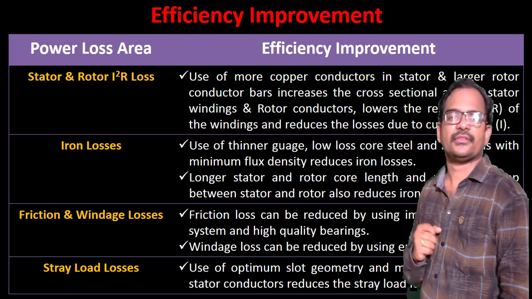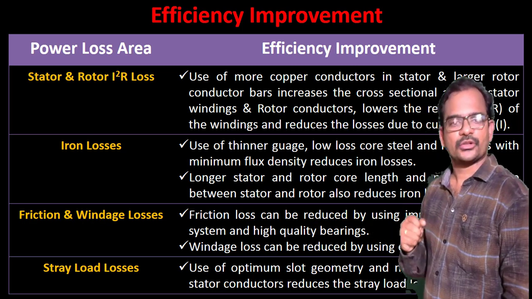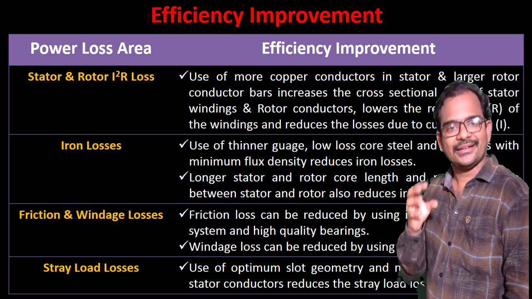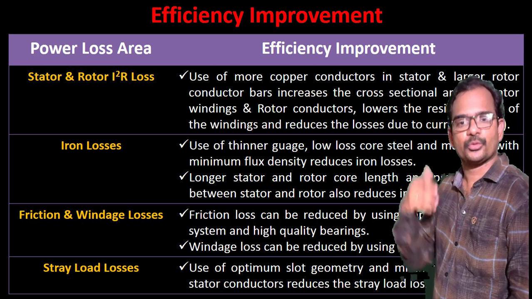And the second significant loss in electrical motors is iron losses, which account for 20 to 25%. So how can we decrease these losses so that we can improve the efficiency?